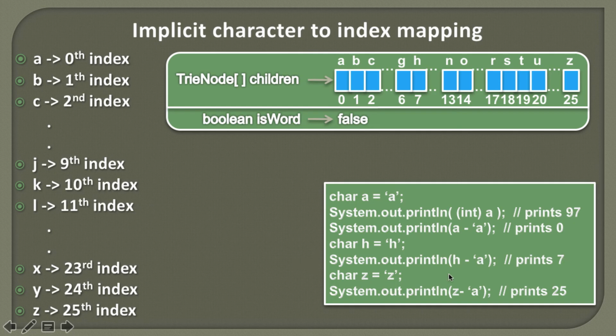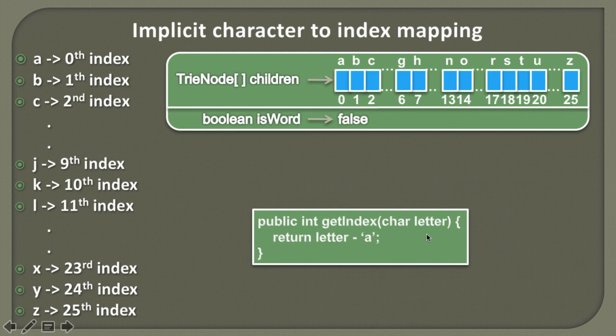And similarly, if we define a value Z, and on the console we print Z minus the char value A, it prints 25, which signifies that Z is 25 values away from A. So friends, here you can see that we can map the character with an index value by using a formula: whatever letter we pass, if we subtract the value A, we will get the index value.